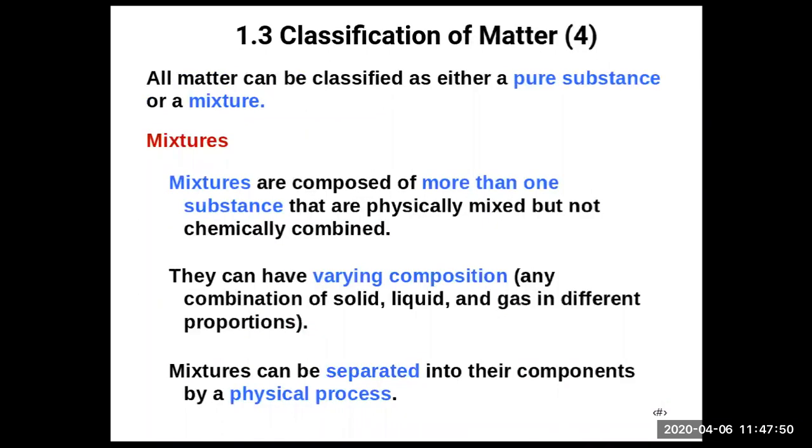So if we back up a little bit here, all matter can be classified as either a pure substance or a mixture. And we went over what pure substances are. Now let's look at what mixtures are. Mixtures are composed of more than one substance that are physically mixed but not chemically bonded. So as opposed to a compound, when you have a mixture, you have more than one substance and they are not bonded together. So you cannot give them a formula.